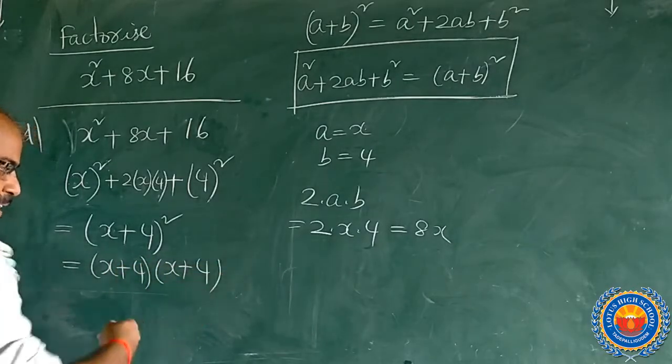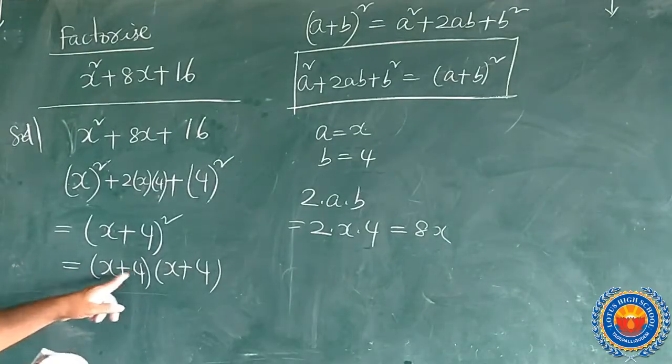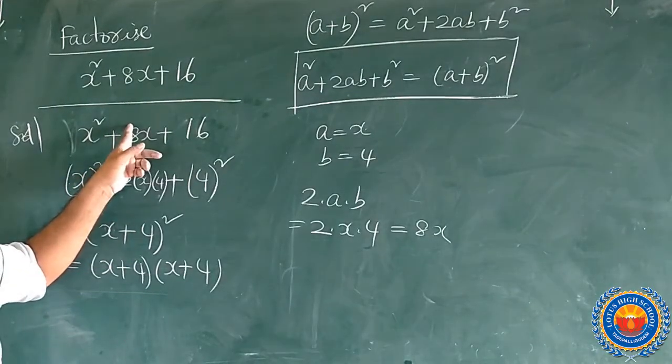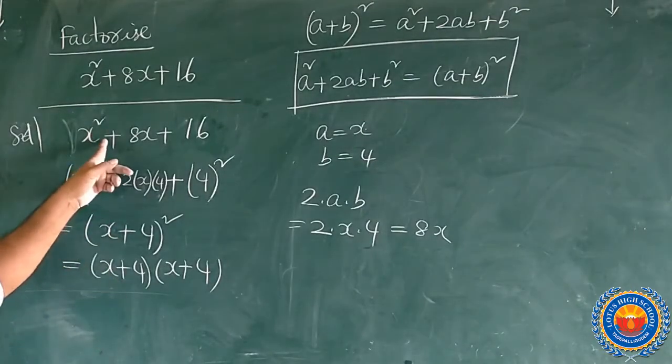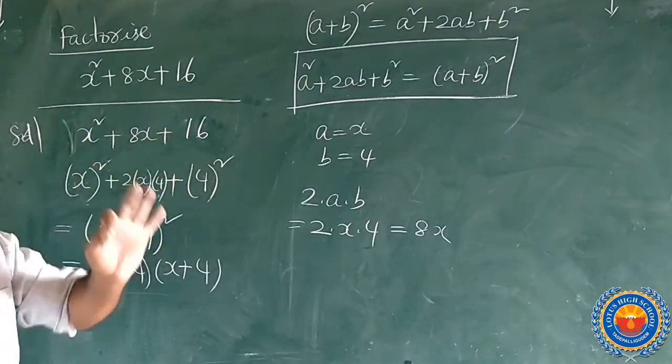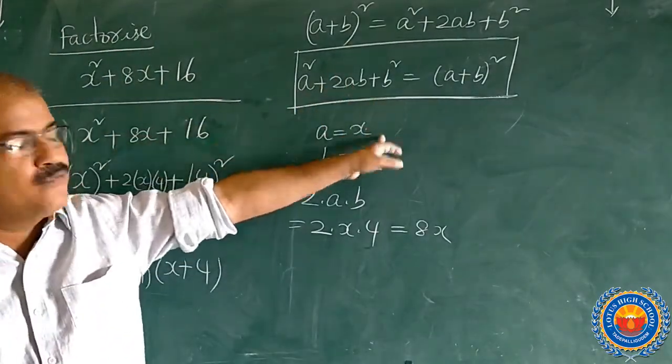x plus 4 whole square is nothing but x plus 4 into x plus 4. If you want, you can multiply. If you multiply these two, you will get this. x plus 4 into x plus 4, with normal multiplication also, you will get x square plus 8x plus 16.